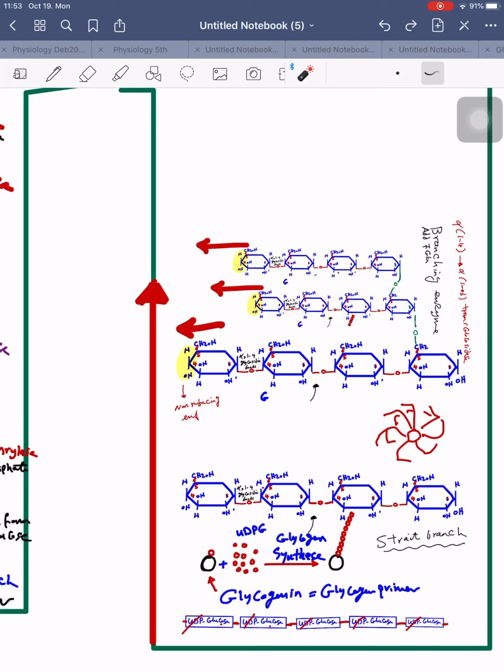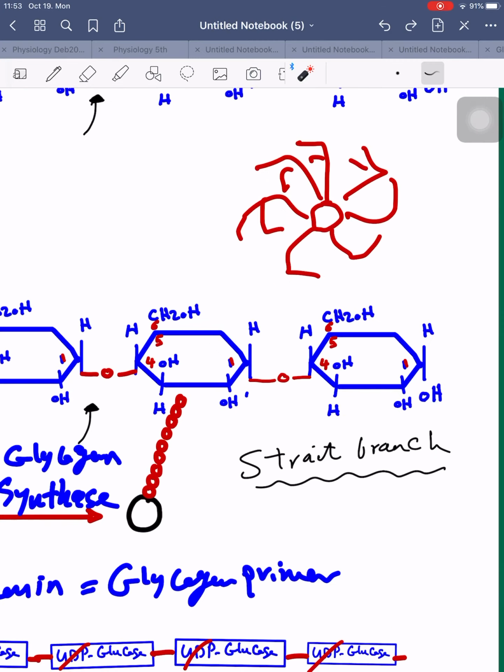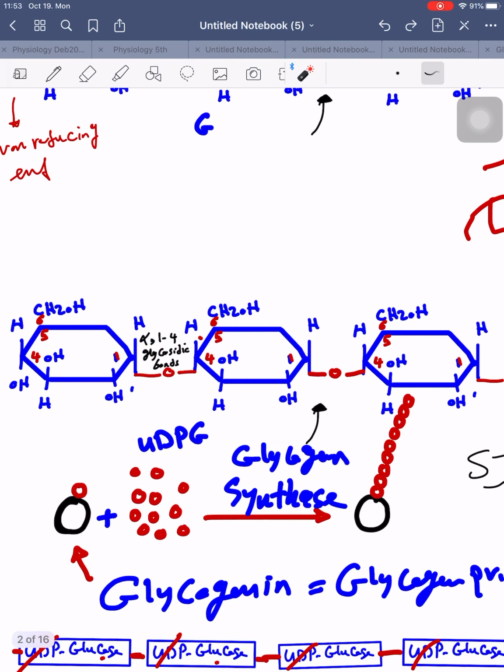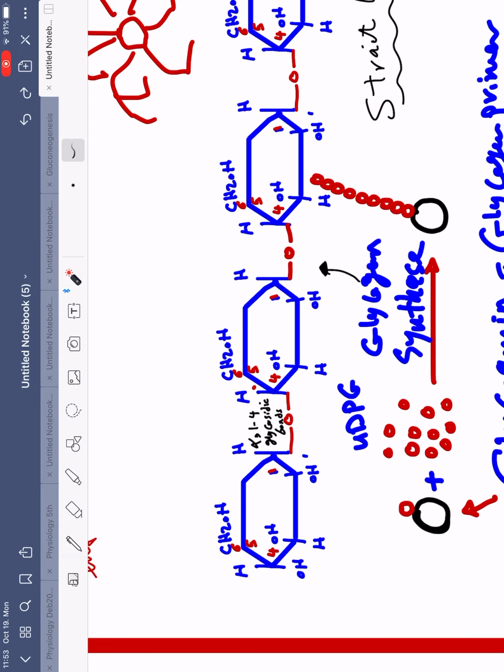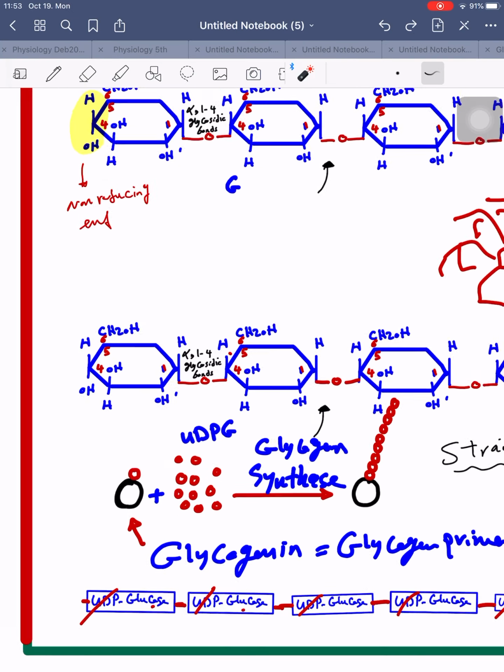Those two glucose are linked together from carbon number 1 and carbon number 4. So the link between them is called an alpha 1,4 glycosidic bond. Here is the alpha 1,4 glycosidic bond between carbon number 1 and carbon number 4. I hope I'm clear, guys, for this part.